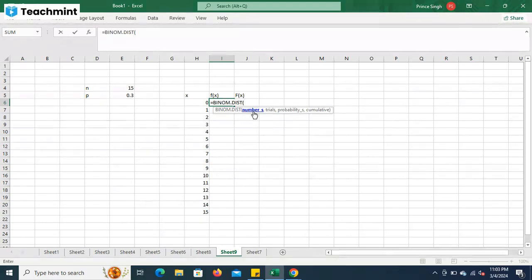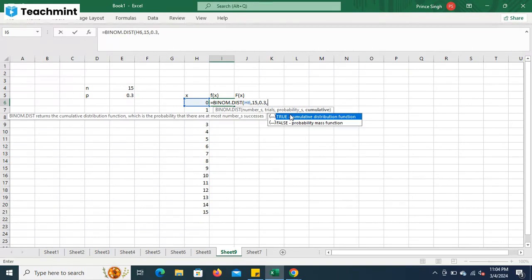Firstly, number. Number means the number of successes we require. Suppose I select this particular box, which gives the number of successes required as 0. Then the next information I need is the trials. Here I'm assuming that 15 is the number of trials, and then the probability of success. In case of binomial distribution, we have two parameters, the number of trials and the probability of success, which remain constant throughout the experiment. I'm simply writing its value as 0.3, and I'm going to fix its value.